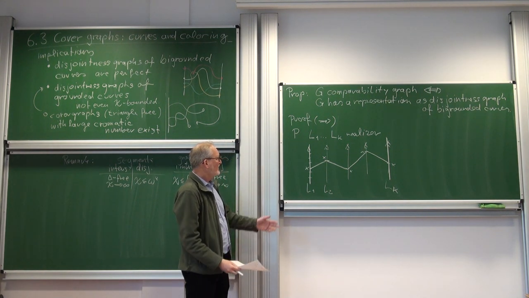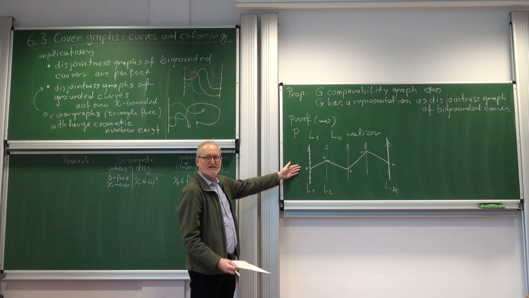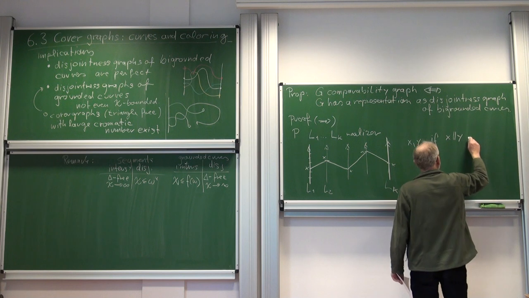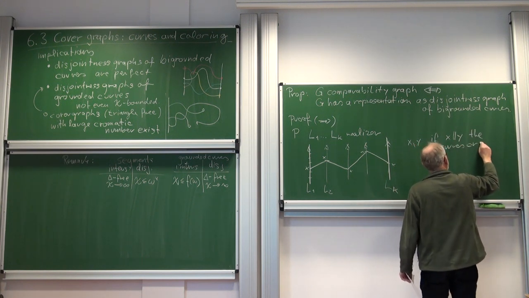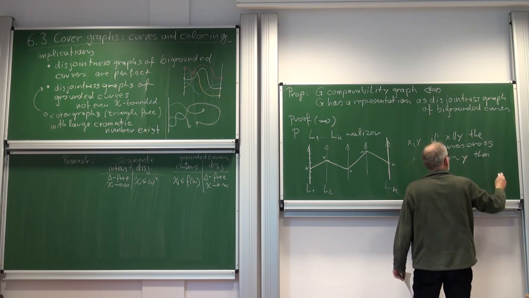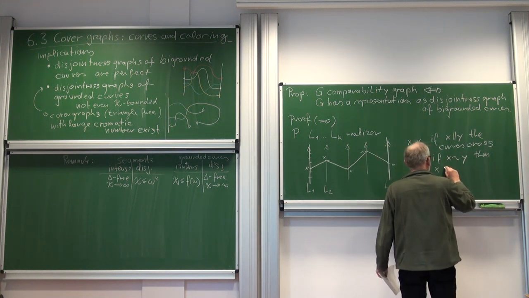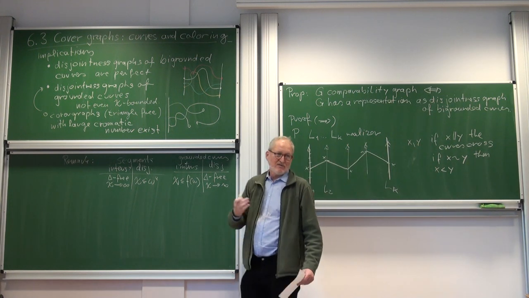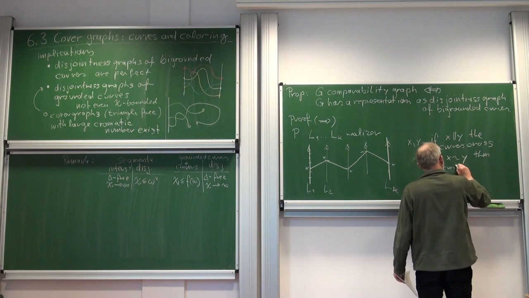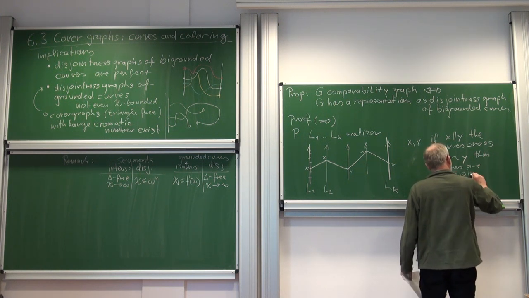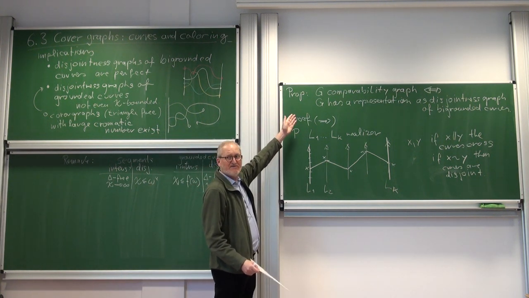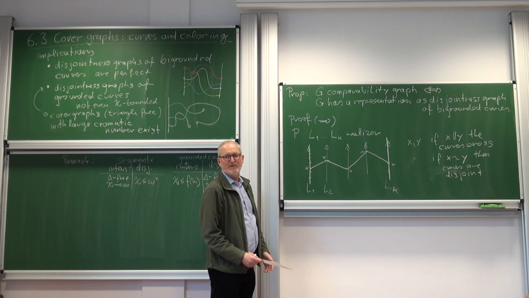And now, if we look at two elements, x and y, so if x is incomparable to y, the curves cross. And if x is comparable to y, then, if x is less than y, then the curve of x is always below the curve of y, so they are disjoint. Yeah, so this is how from a comparability graph you build a representation as the disjointness graph of bigrounded curves.